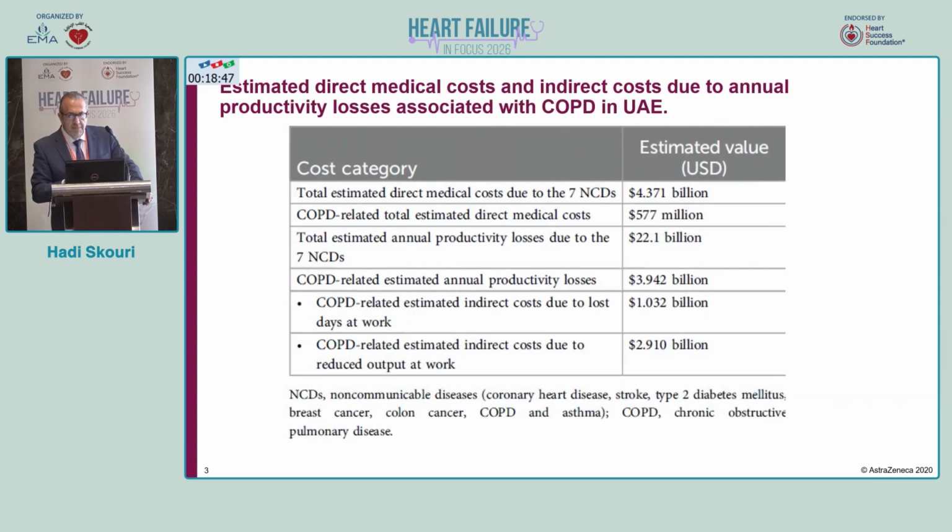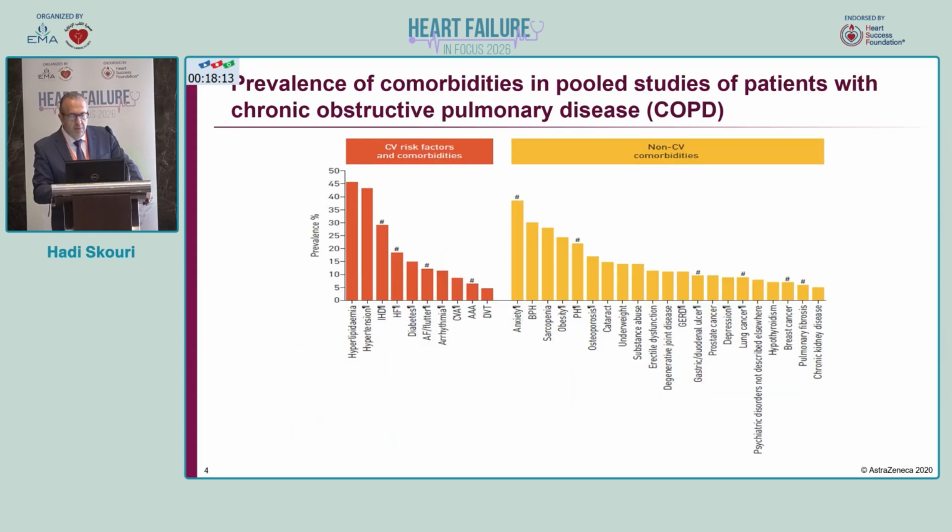This is just from the publication that Dr. Abdullah has alluded to, showing the estimated direct medical cost and indirect cost of COPD in the UAE. You can see the numbers are very, very high. The total estimated annual productivity losses are around 22 billion, and the total estimated direct medical cost is around 4.3 billion. So COPD patients, whether working or hospitalized, really cost a lot in the UAE population.